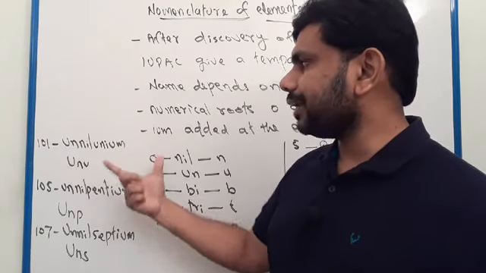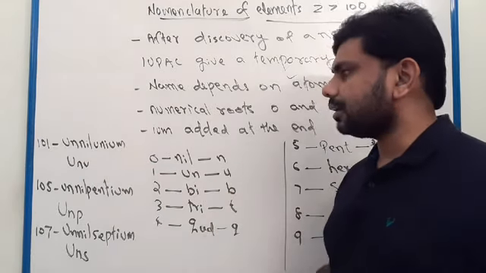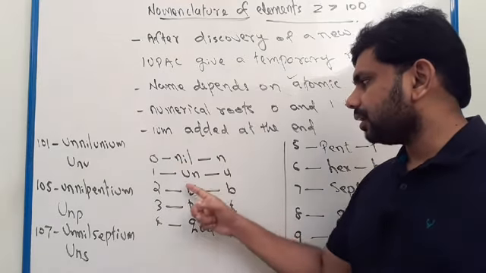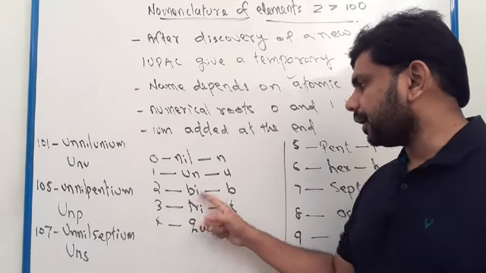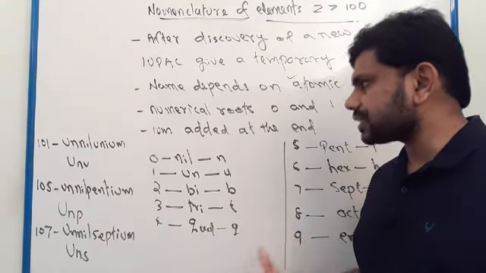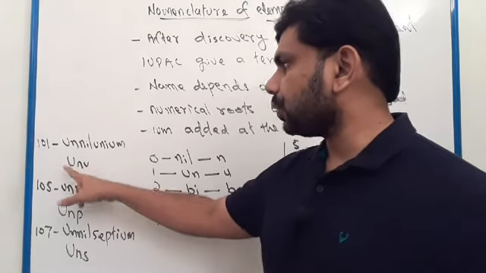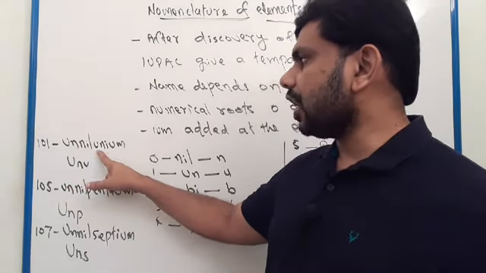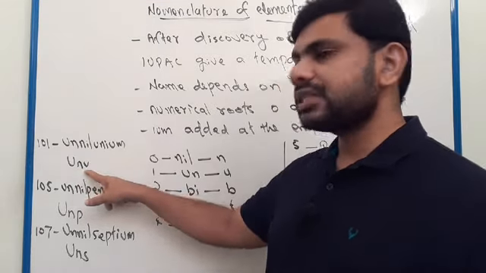And you can use symbols for this element: un U, nil N, un U. So here un U, nil N, again un U. So this will be the symbol.